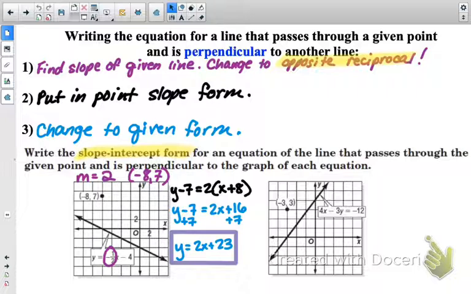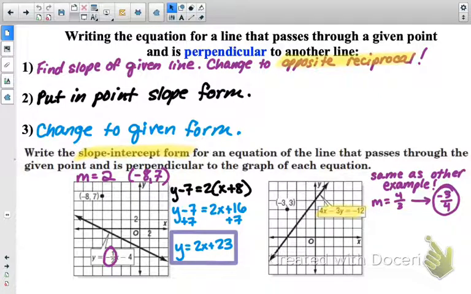All right, our next one, we've got the same line as the second problem on the parallel one, so I'm going to save some time and just write it because we already did all the work. So our slope was 4/3. Now, because we need to make it perpendicular, change the sign and flip the fraction. So we're actually going to be using the slope -3 over 4 and the point -3, 3, put it in point slope form.